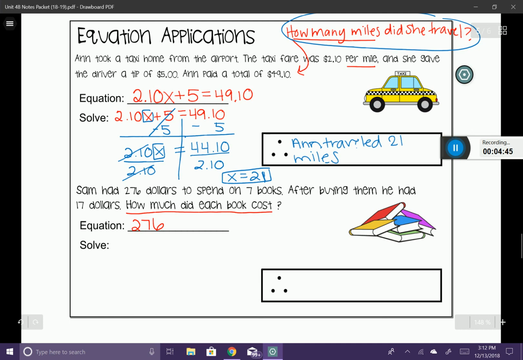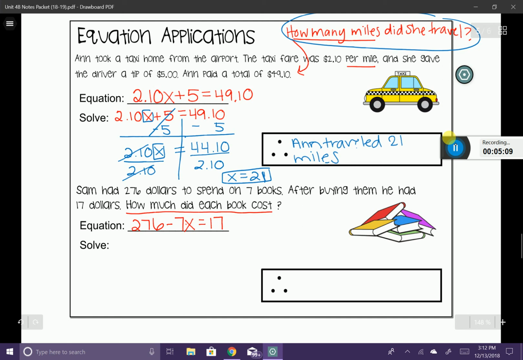So spending money means that the money's going to go away. So we're going to subtract 7. And not only are we going to subtract 7, but remember, the variable that we're going to be using is representing books. So we're going to say minus 7 books. At the end of the day, he has $17 left. So, equals 17.